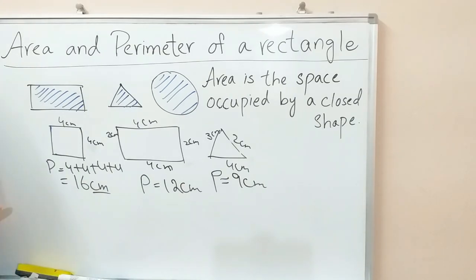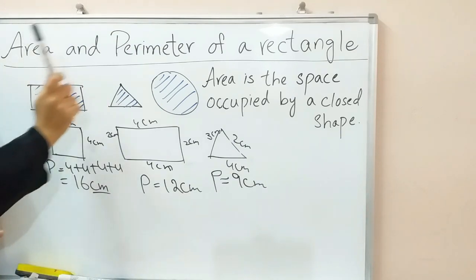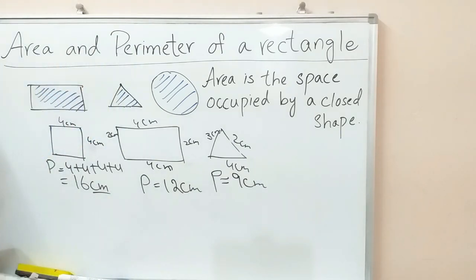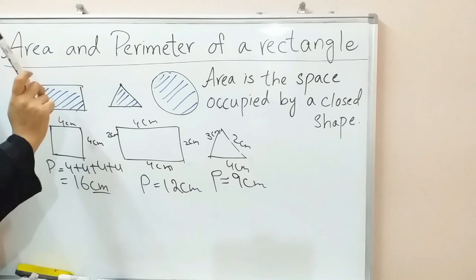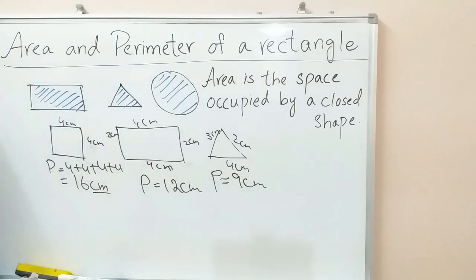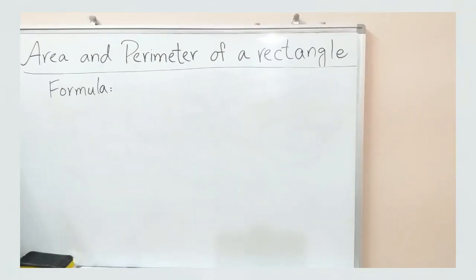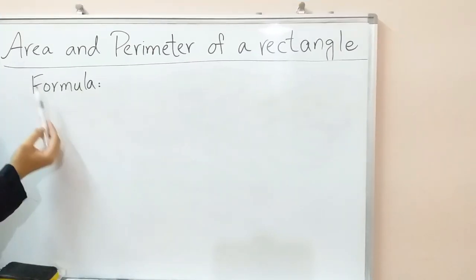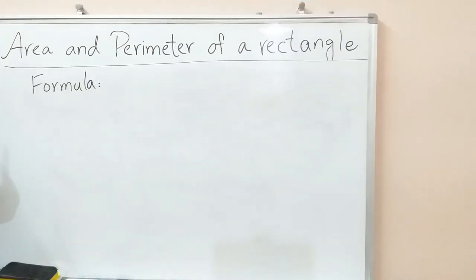Different shapes have different ways to find the area and perimeter. But in this video, I will tell you how to find the area and perimeter of a rectangle. Before I move on, I want to tell you what a formula is. A formula is a combination of symbols or letters or numbers that gives us an easy way to find the solution of some word problems.